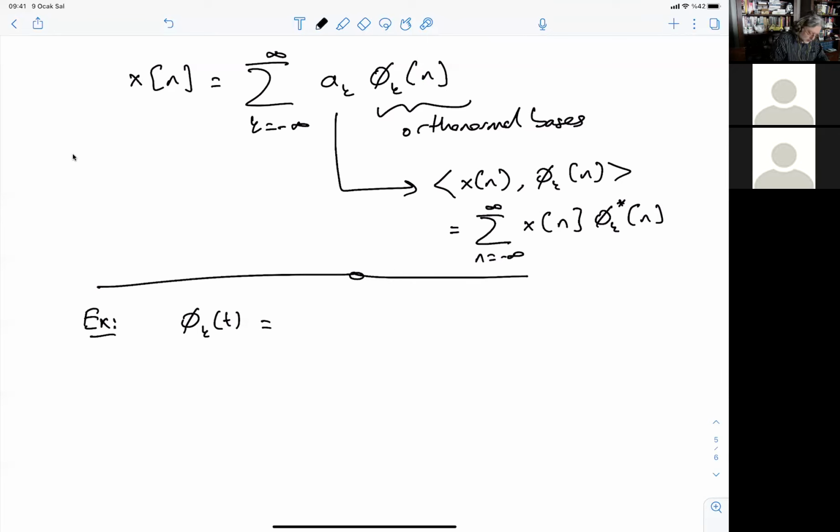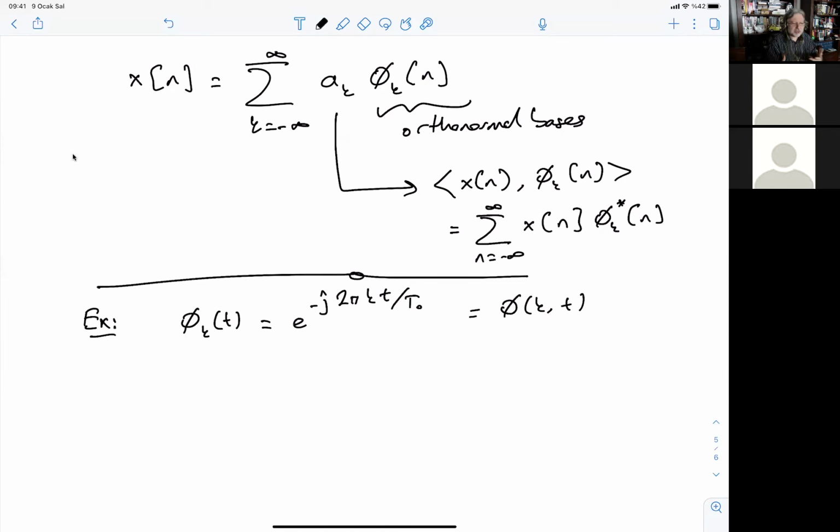This one is equal to e to the minus j 2 pi k t over T0. Notice that it is parameterized both in terms of this index k here, and instead of n, now we have t, which is also available here. So this expression is phi of k and t. You can also write it like that, if you wish. It's phi of k and t, or k and n.